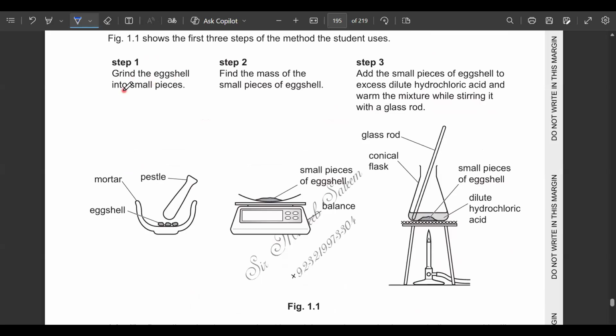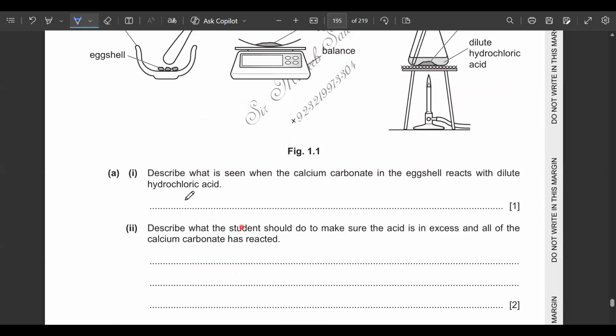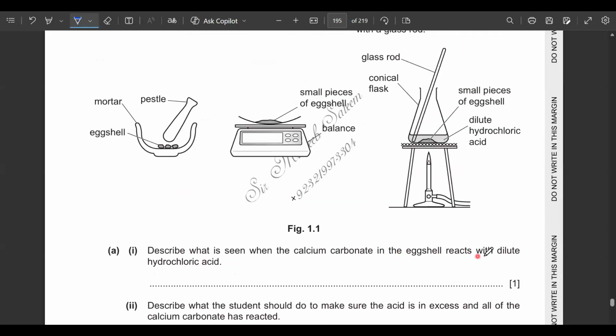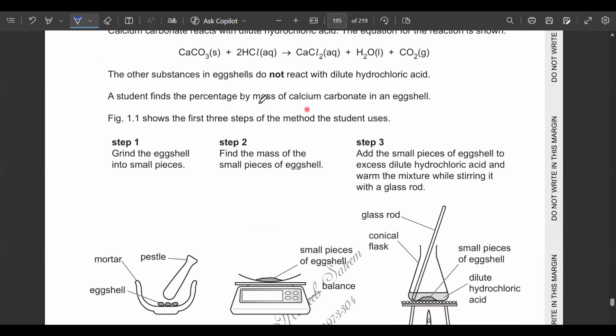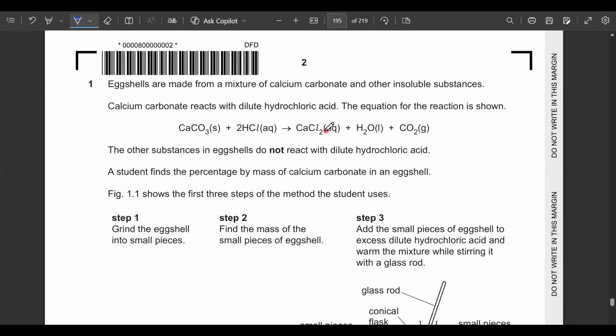Step 1, grind the shell into smaller pieces. Then find the mass of the smaller pieces of eggshell, and then add the eggshell to the excess hydrochloric acid, warm, and stir with a glass rod. Describe what is seen when the calcium carbonate in the eggshell reacts with the hydrochloric acid. So what you look at when the reaction is there between the eggshell and the hydrochloric acid. And this is the reaction. So during the reaction, what you can actually see, what is happening in the reaction.